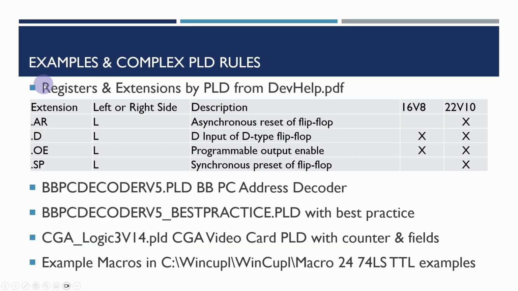So in the previous video I covered the registers and extensions from the dev help PDF, and the key thing here is that when we're looking at documentation, the extensions are one of the cleverer bits of PLDs. However, it can be quite confusing to get to grips with these. The 16V8 and the 22V10 only use the .d and the .oe for the 16V8, and the asynchronous reset and the synchronous preset are also used with the 22V10. A lot of the other examples use all sorts of more exotic extensions, which can be quite confusing when you're trying to learn how to use PLDs.